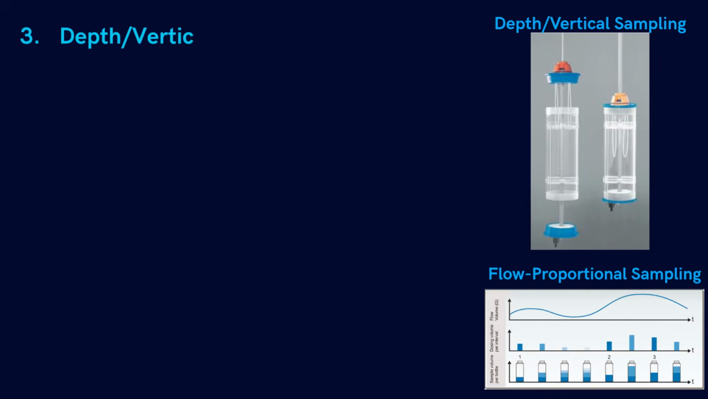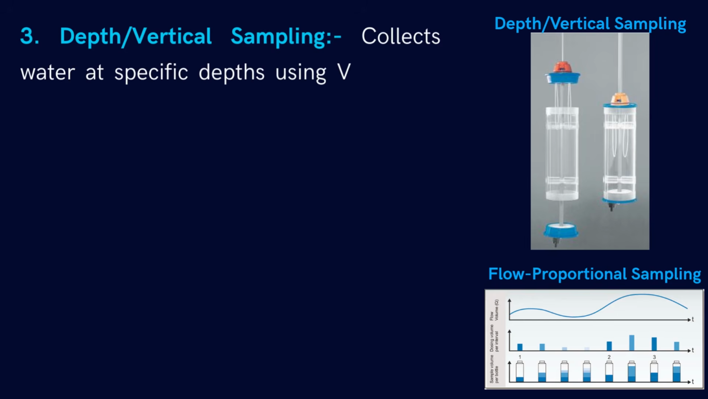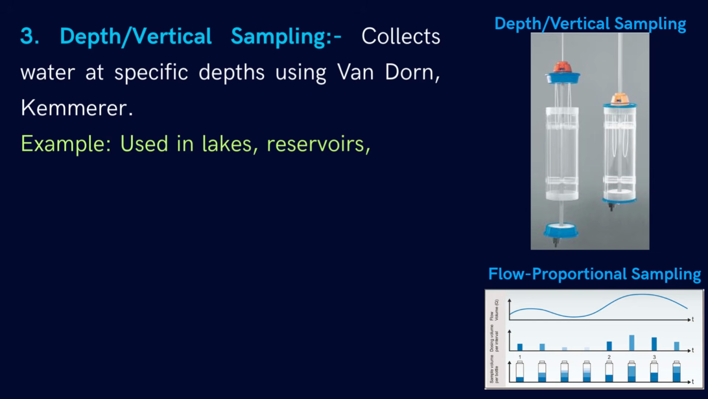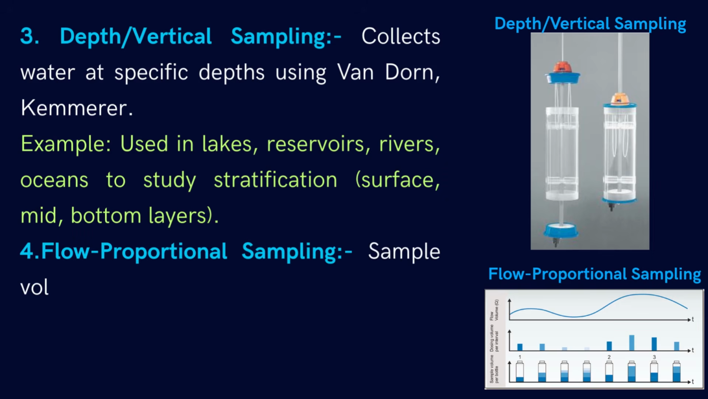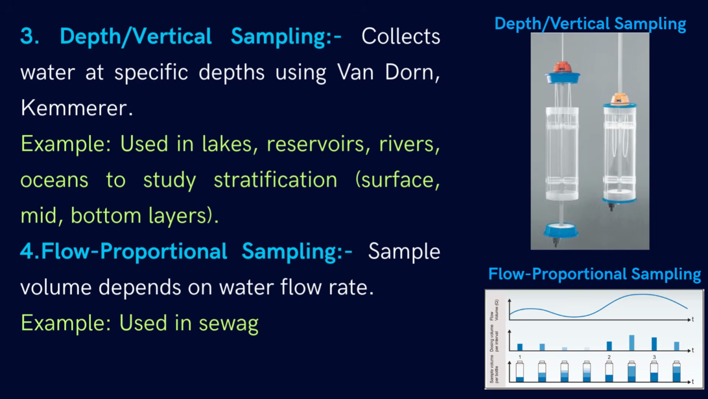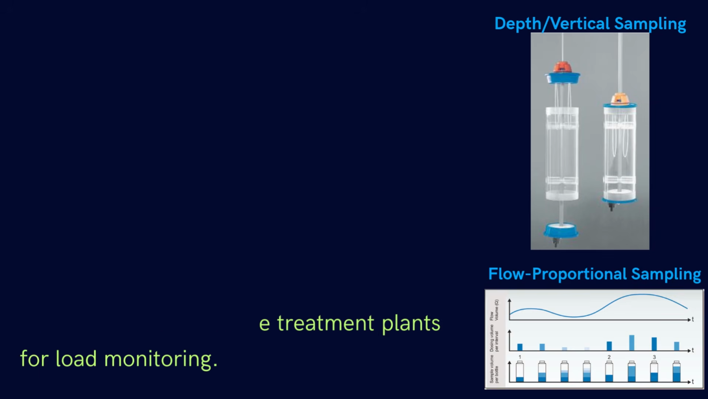Third type of water sampling is depth, vertical sampling. Collects water at specific depths using Van Dorn sampler. Example: used in lakes, reservoirs, rivers, oceans to study stratification: surface, mid, bottom layers. And fourth one is flow proportional sampling. Sample volume depends on water flow rate. Example: used in sewage treatment plants for load monitoring.